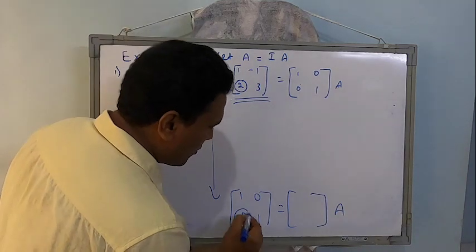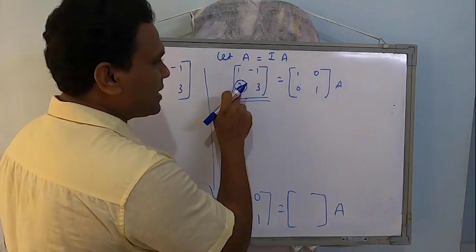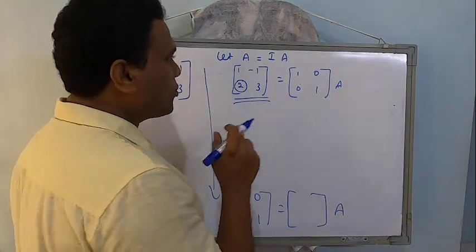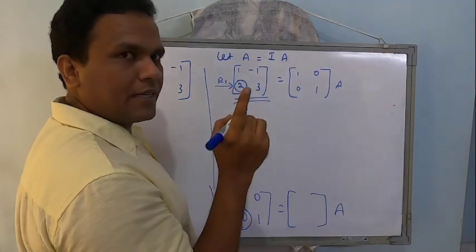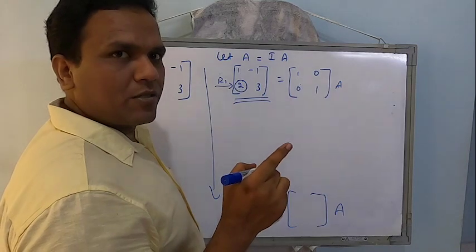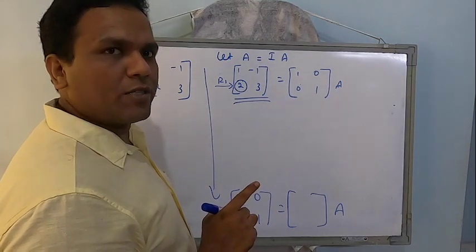But what do I want? 0. That means this element should be made 0. To make it 0, see, this is an element of R1. The thing is, I'm starting row wise operations, so till the last step I should continue row wise operations.